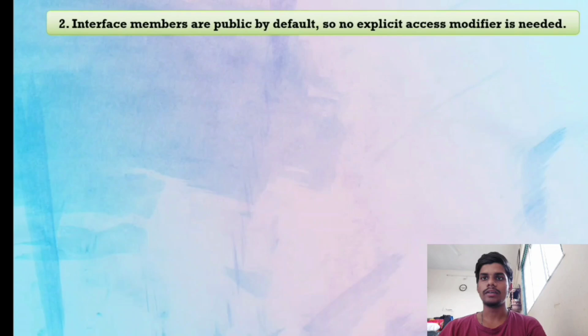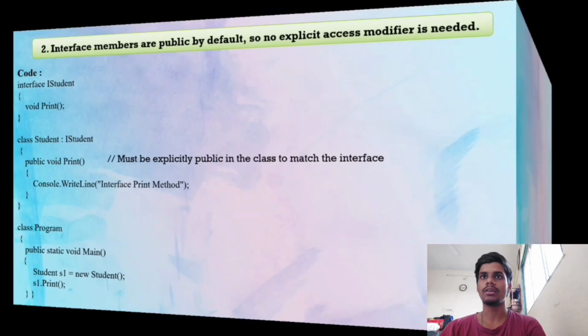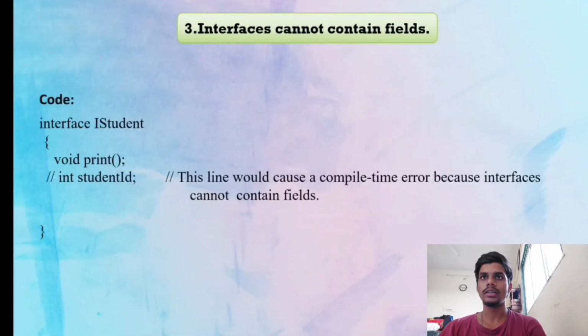in C#. In the second code, this code defines an iStudent interface with a print method. The student class implements iStudent and provides a concrete print method which outputs the interface print method when called. In the third code, this interface iStudent declares the method print. Interfaces can't contain fields, so the student ID line is commented out to avoid an error.